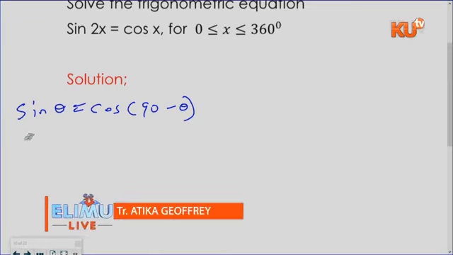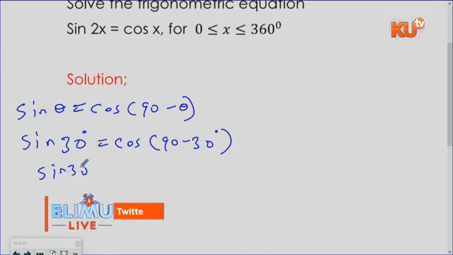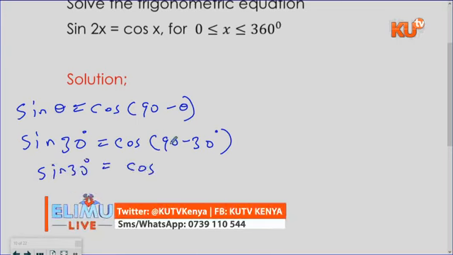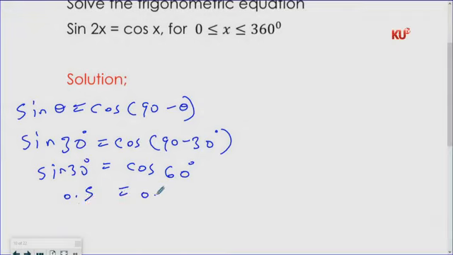We can give an example. Sine 30 degrees should be equal to cos of 90 minus theta, and our theta here is 30. So sine 30 degrees is equal to cos of 90 minus 30, which gives us 60 degrees. Even if you use your calculator, sine 30 gives us 0.5, and cos 60 degrees gives us 0.5. That is what we did in Form 2.